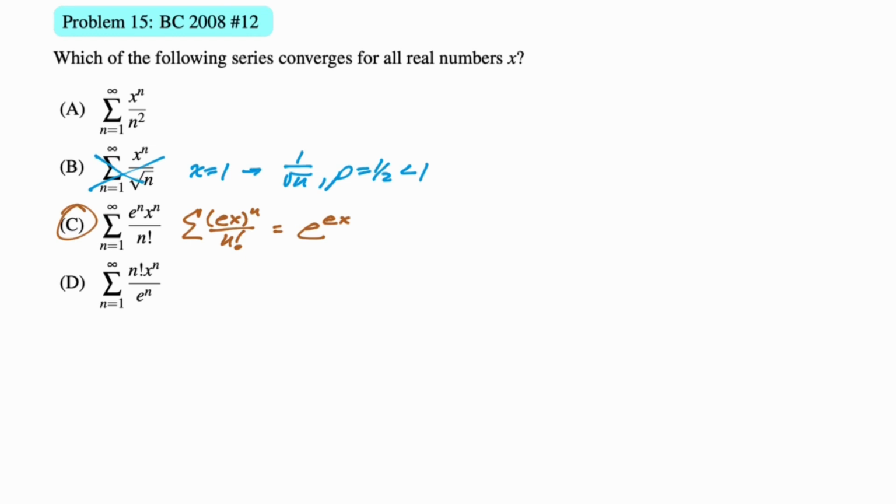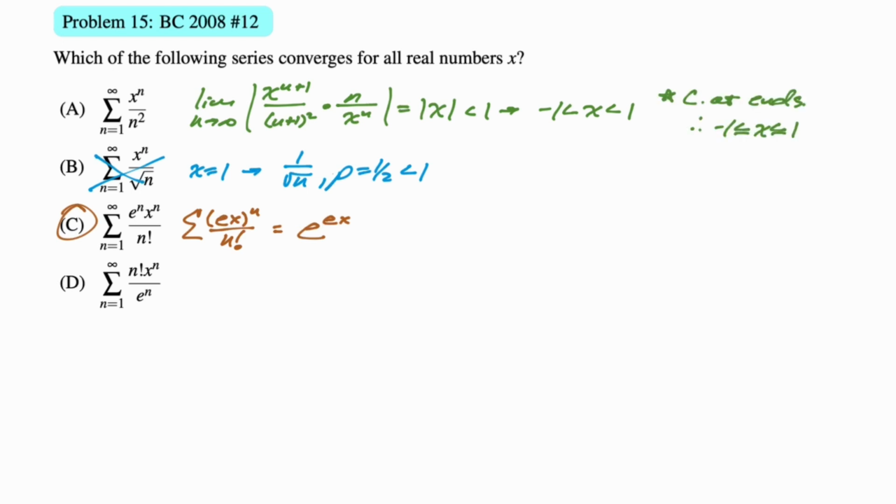I guess I would just do the ratio test on everything. So I'm not going to do that, but here would be the work. This one I just want you to know, if you're really doing all the work, this will converge at the endpoints. This actually converges absolutely at the endpoints.